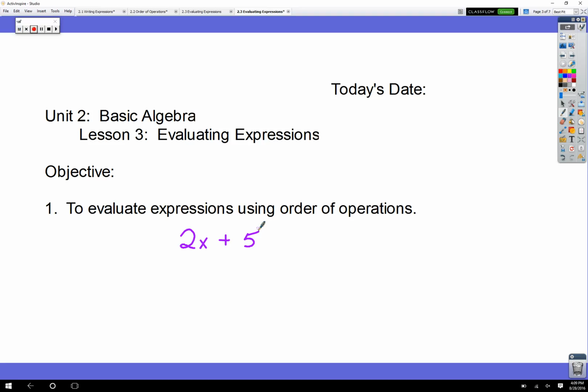When we're evaluating an expression, we're going to say if x equals any number, let's say it says if x equals 3, what would that expression stand for? So in that case, we would put a 3 in for x. So we would say instead of 2 times x, now we're saying that x is 3. So we do 2 times 3 plus 5. 2 times 3 is 6, plus 5 is 11. That's what we're going to be doing today.